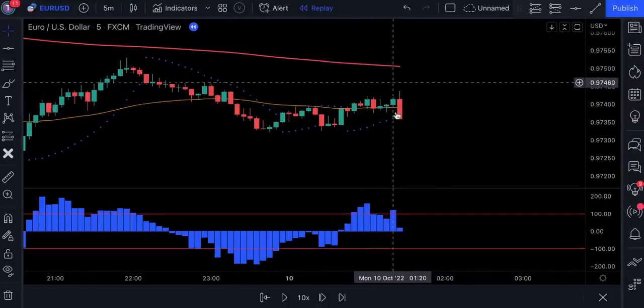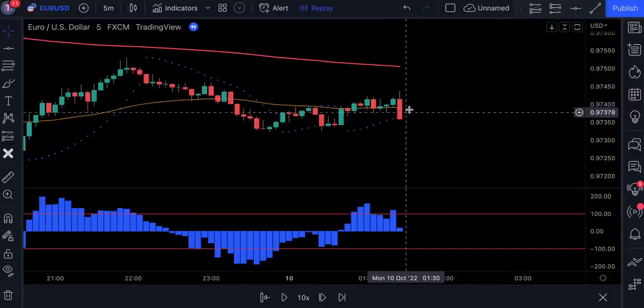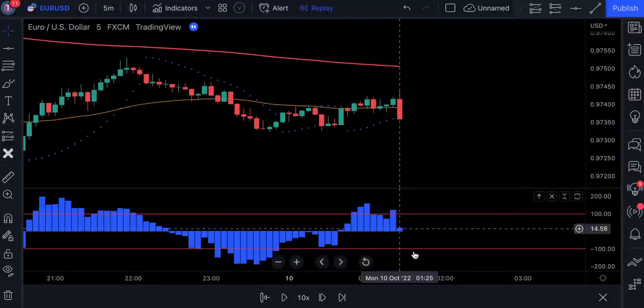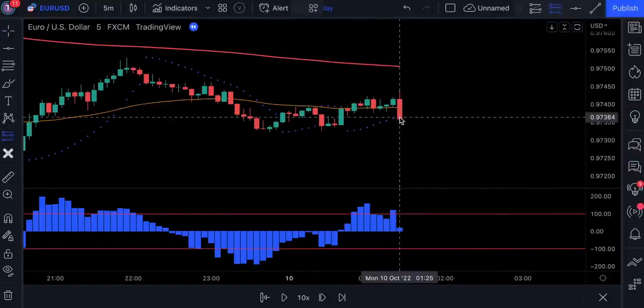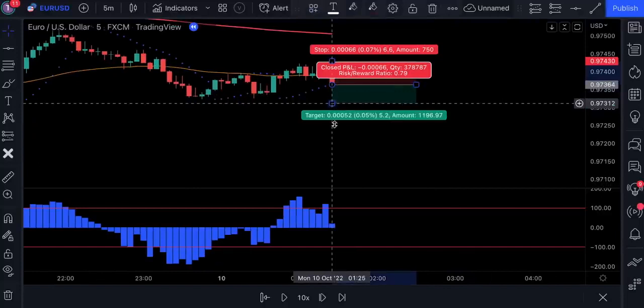Third, the parabolic SAR needs to shift above the price action. And at the time this happens, the market must be closed below the 50 EMA with a strong bearish candlestick. And the final condition is to not have the CCI oversold. The stop loss will be set at the recent swing high. The take profit target will stay the same.